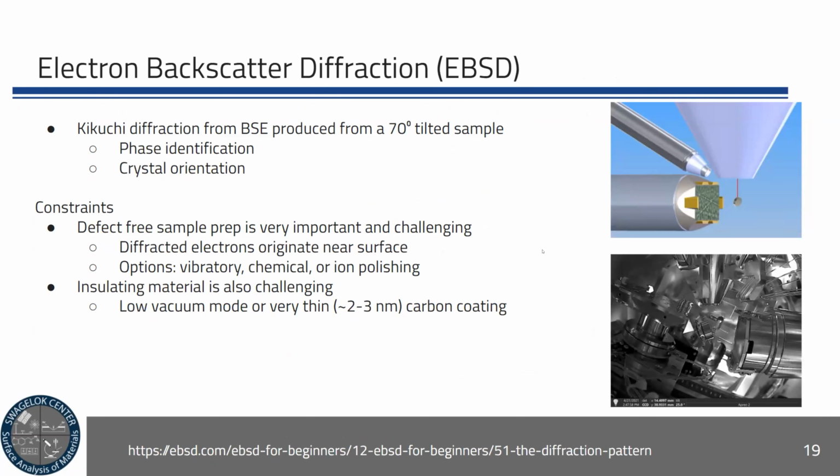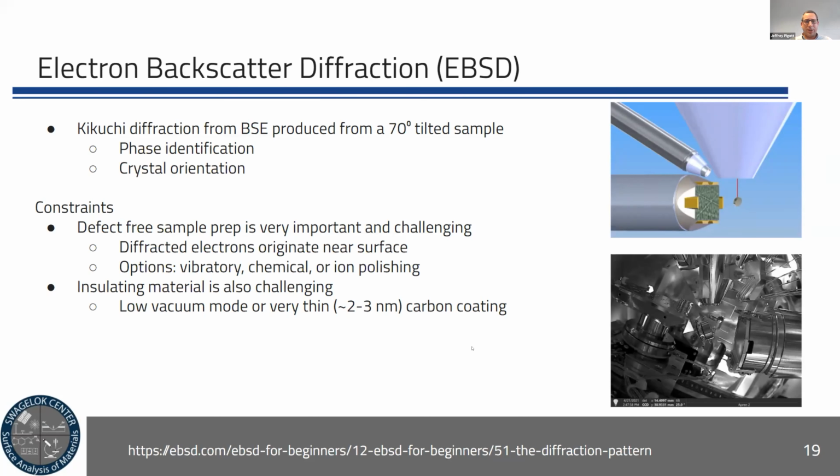We can also do electron backscatter diffraction, in which case you can get the crystal orientation and phase identification by taking a polished sample and tilting it at 70 degrees and detecting the Kikuchi diffraction. However, there are some constraints on this. So on the right is a view of the sample chamber with the sample tilted up at 70 degrees and the detector coming in here.